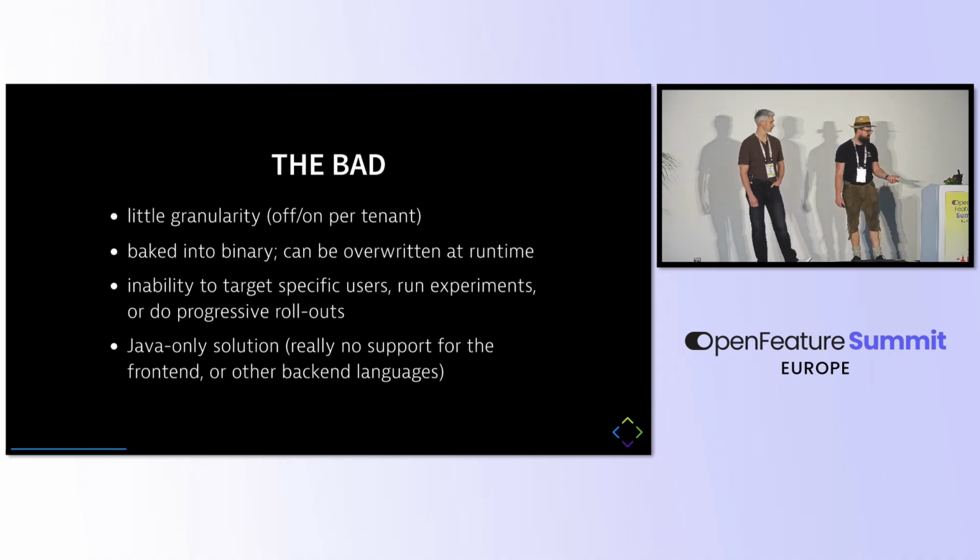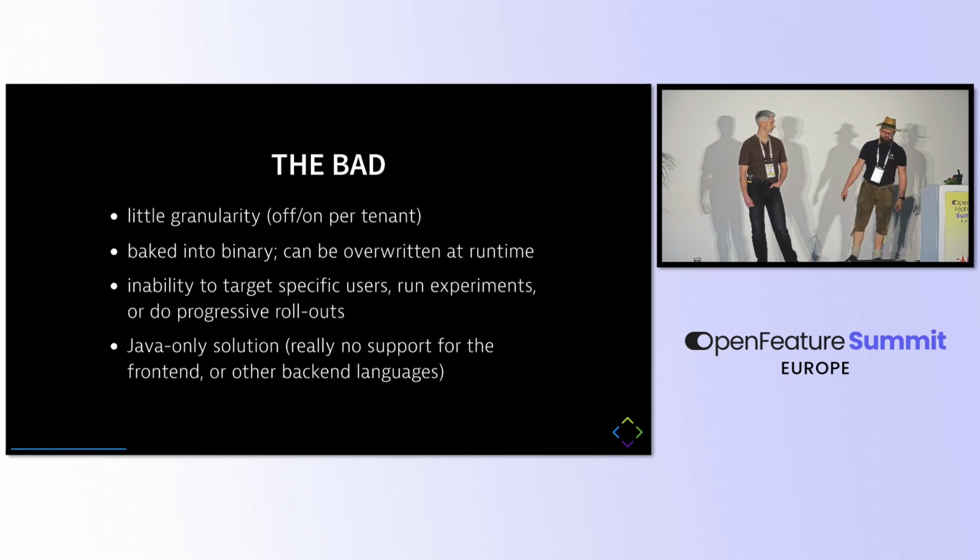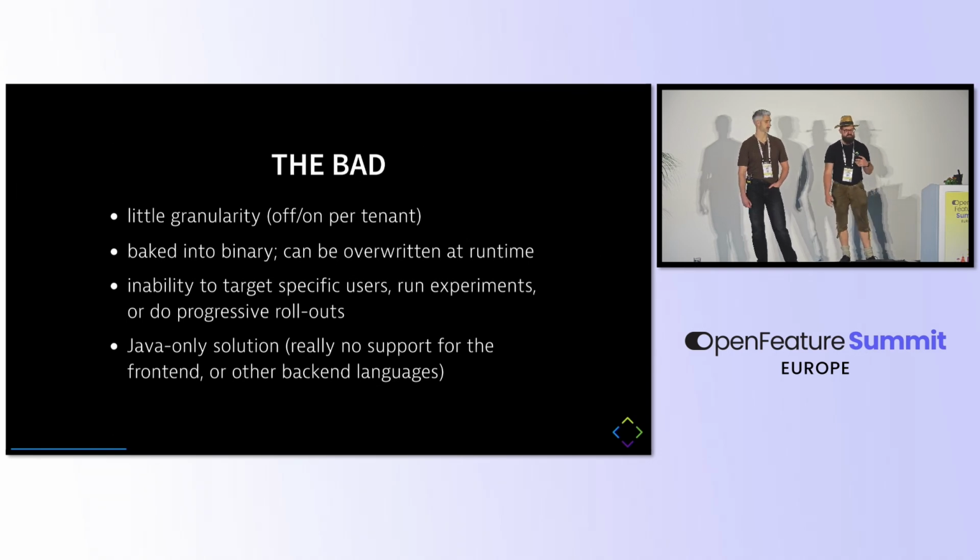The bad thing about this, although, was that it was just Boolean. We had on-off. It was baked into our binary, and we could override it, but we still needed to persist it afterwards in our GitOps, in our repositories. It was a little bit hard to use because we lacked the ability to target specific users or to do progressive rollouts, and this was getting very tedious over time. And most of our backend services are actually written in Java, so we only supported Java most of the time.